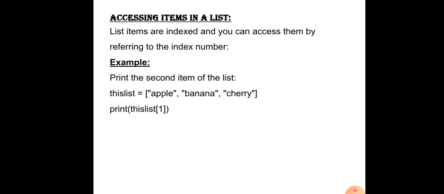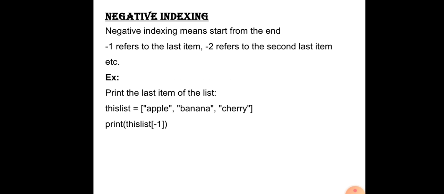We can access elements or items in a list by using the index number. To print the second item of the list, we can use a statement like print thislist within square brackets. I have enclosed the number 1. This represents the second element in the list. Negative indexing: in negative indexing, the values are represented from the end of the list. Here -1 refers to the last item and -2 refers to the second last item in the list.